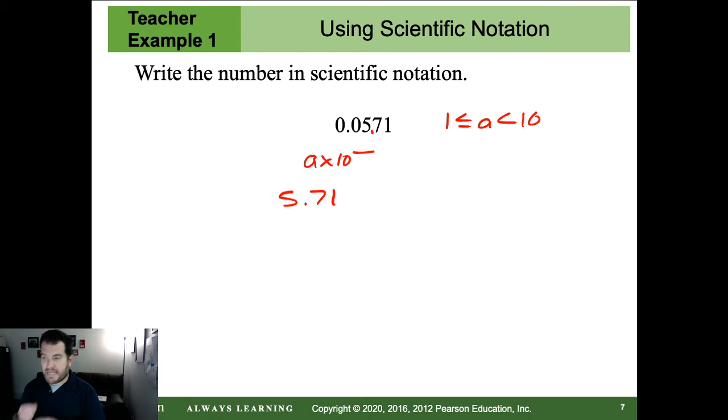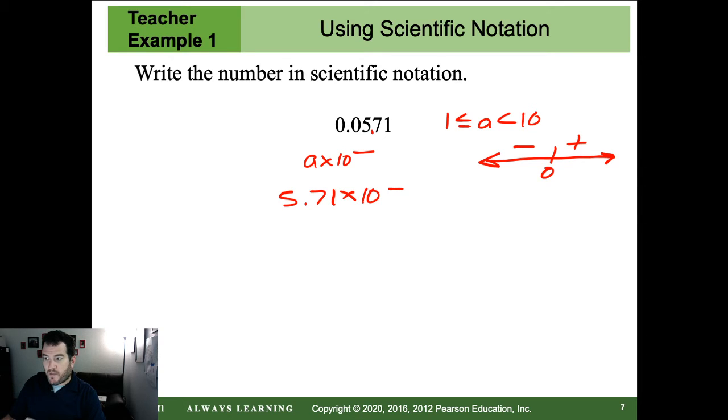Because my question is, is that between 1 and 10? It sure is. I couldn't make it 57.1 because that's bigger than 10. I couldn't make it 571 because that's way bigger than 10. So it's 5.71. Now here's how I do it. I think about a number line. If here's 0, as I move to the right on a number line, those are going to be positive, and as I move to the left, those are going to be negative. So this is times 10.